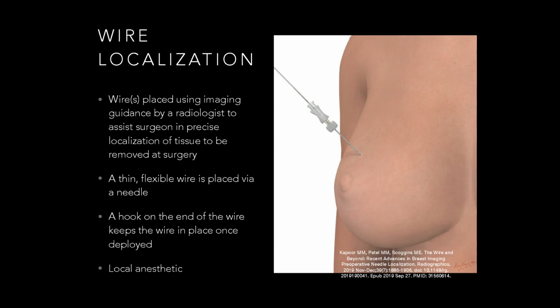So here's an illustration of a wire localization, which, as I mentioned before, involves a thin flexible wire that is placed through a needle. There's a hook at the end of the wire that keeps the wire in place, and this is going to allow the surgeon to precisely localize the area to be removed, which hopefully can minimize the amount of tissue that has to be removed, but also adequately excise what needs to be excised.